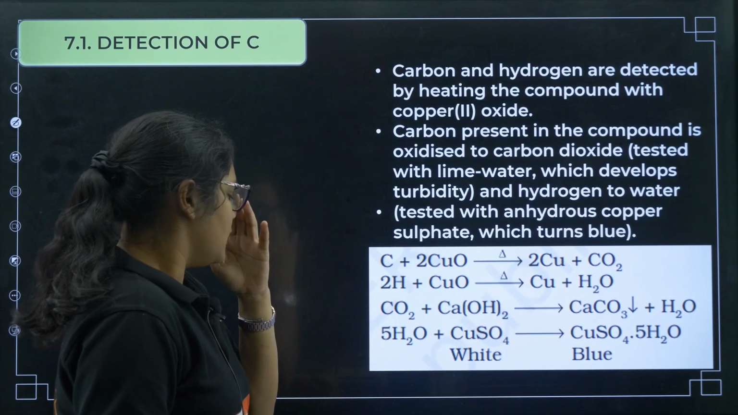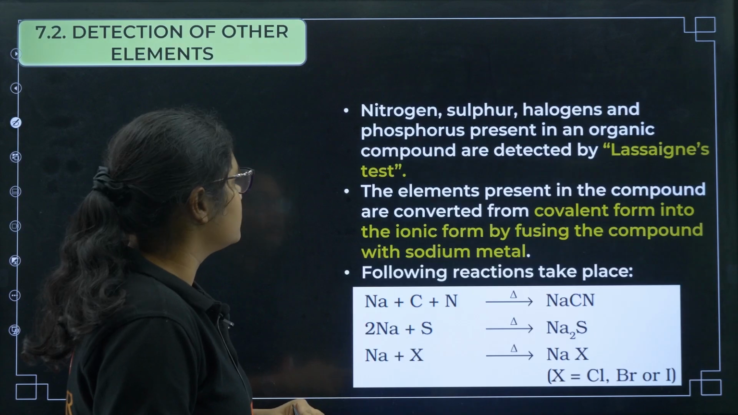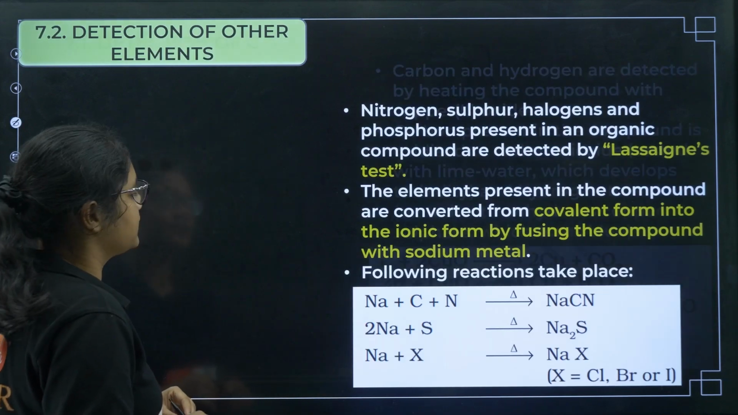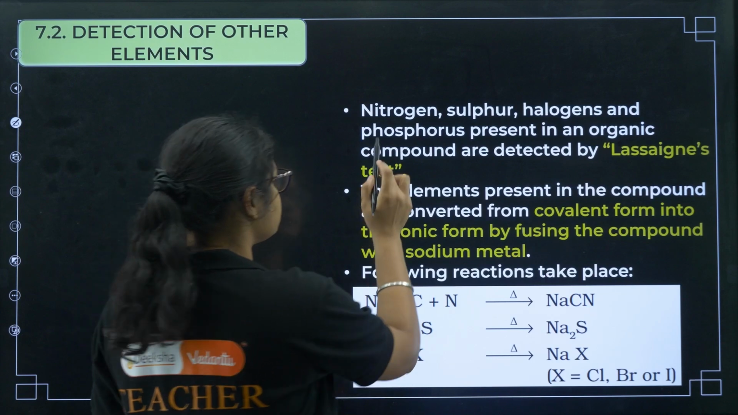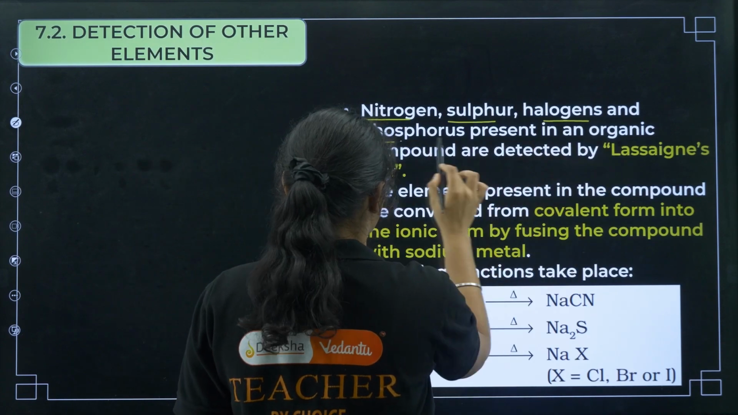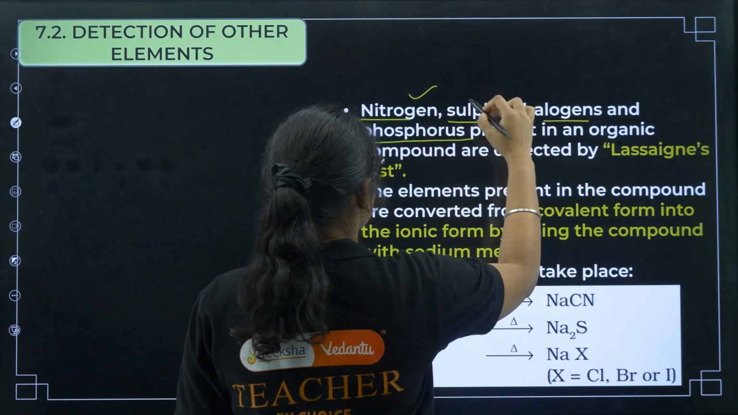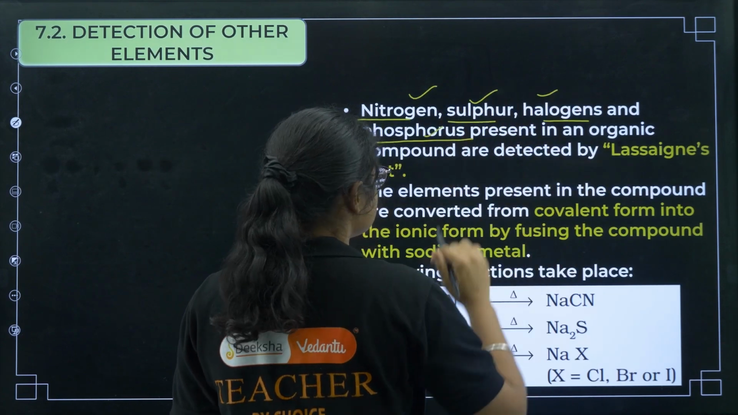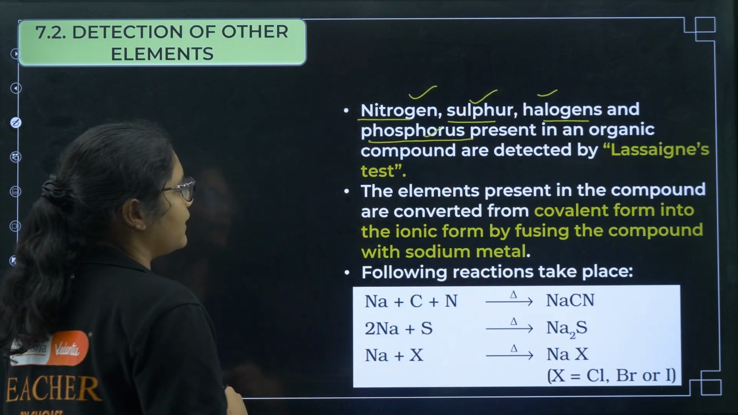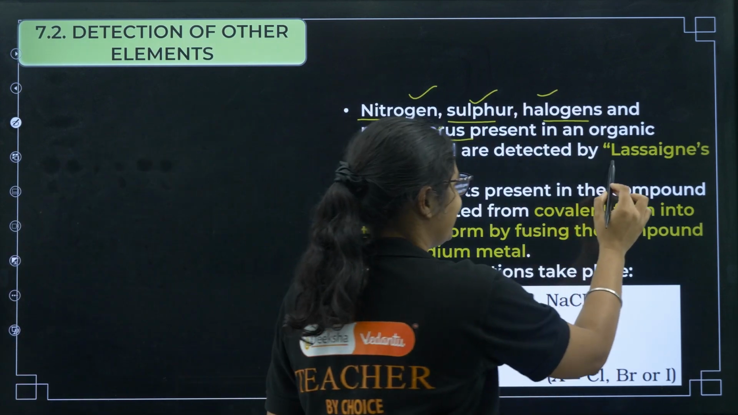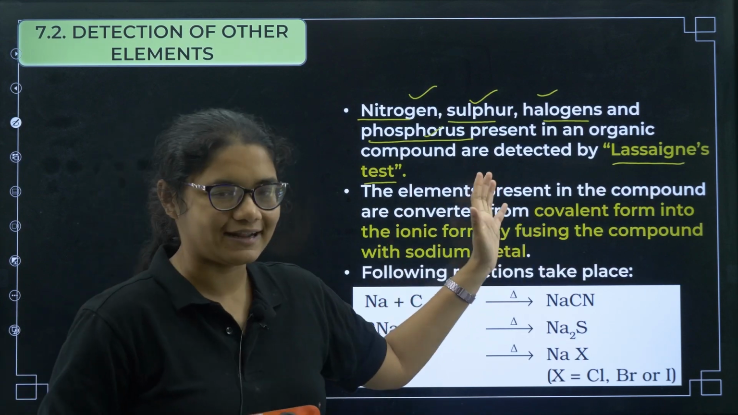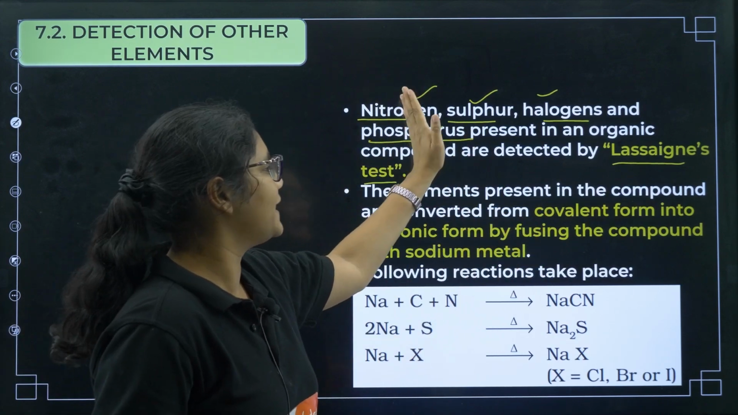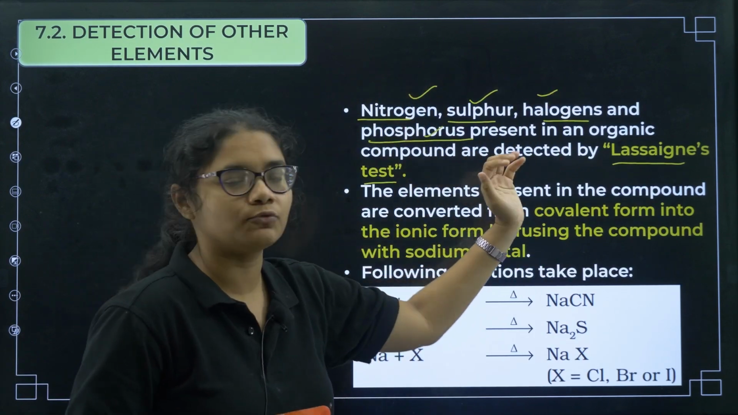Next, coming to the detection of other elements. Other elements means nitrogen, sulfur, halogens and phosphorus. How can we detect these four elements? These four elements are detected by something called the Lassaigne test. Different people can pronounce it in different ways. So you can use the Lassaigne test to find the presence of these four elements.